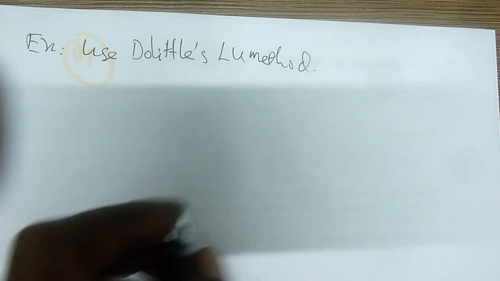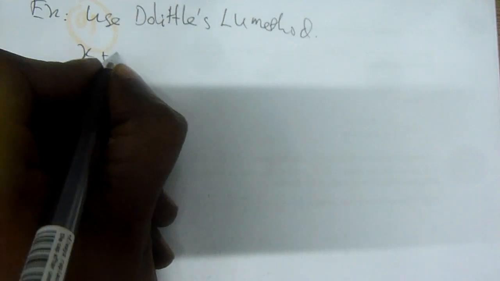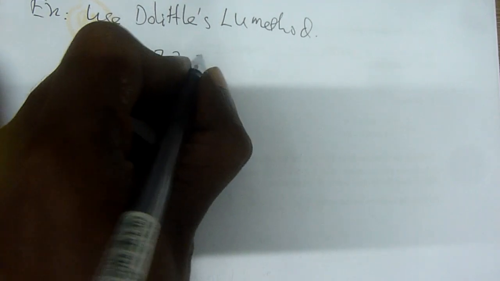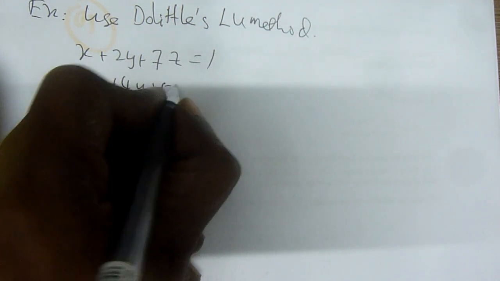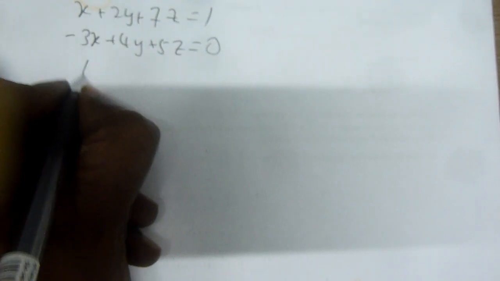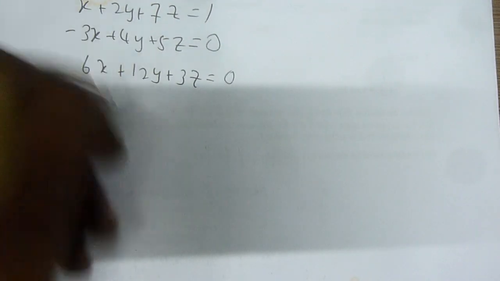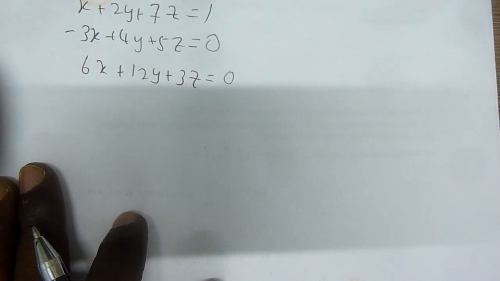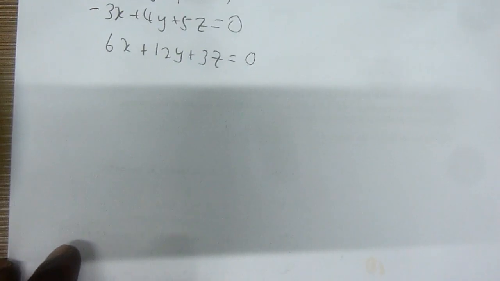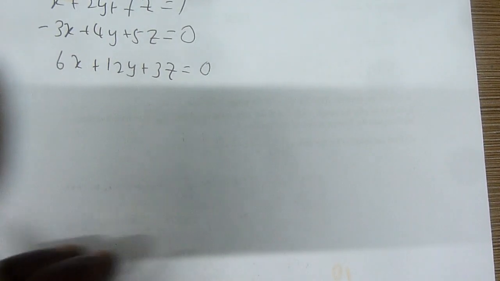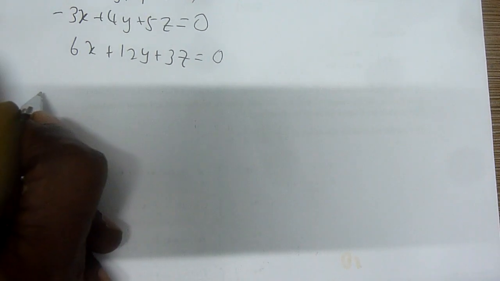To solve, let's say this: 2y plus 7z equals 1, 3x 4y plus 5z, 6x plus 12y plus 3z. Don't expect the question will be given like this. They will give you a problem to solve. You need to first build the equations, and only then use Doolittle or something. Normally they won't straight away give you the equations. You need to be able to do the problem solving as well.